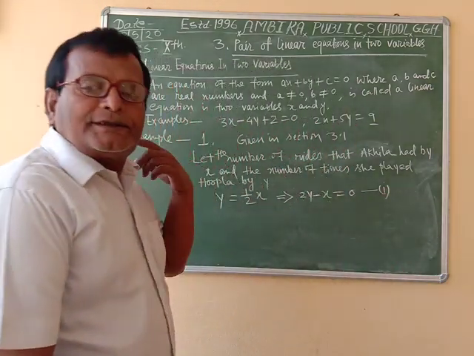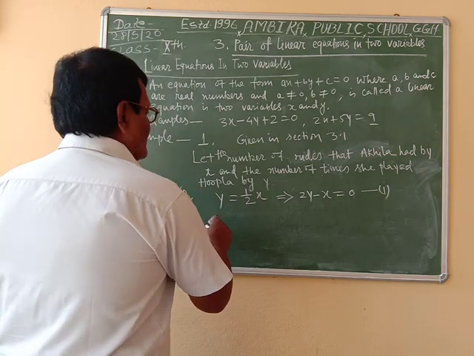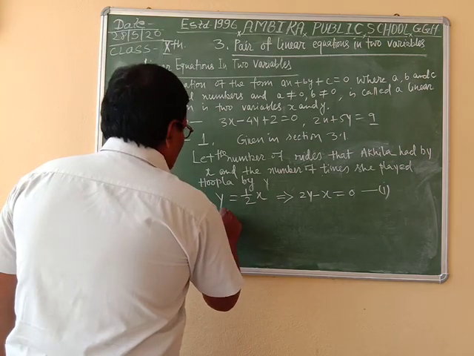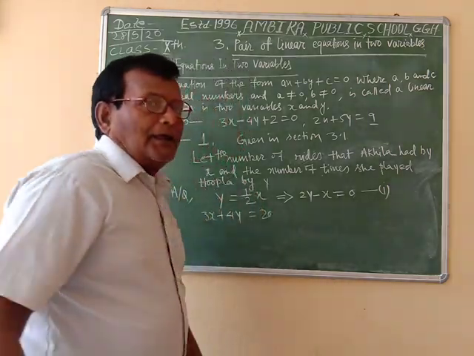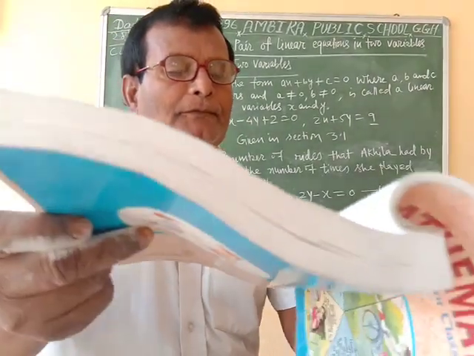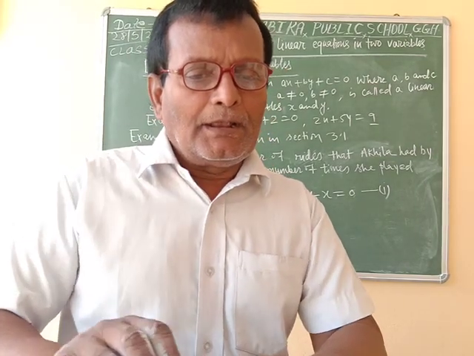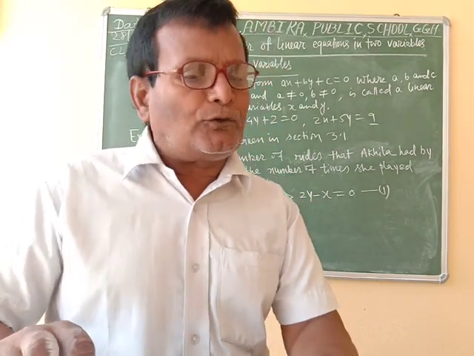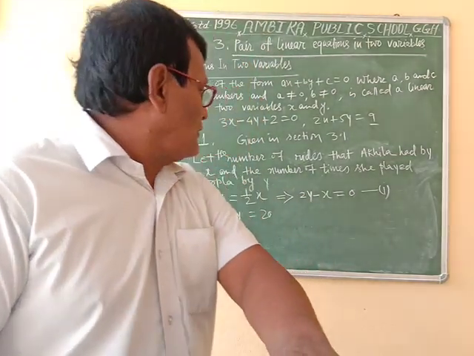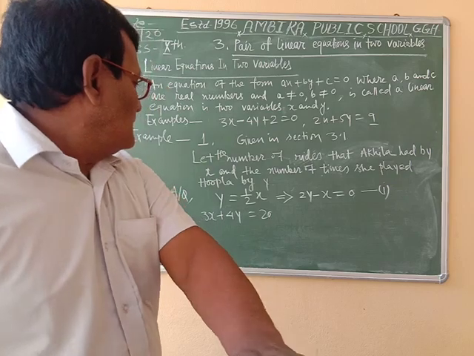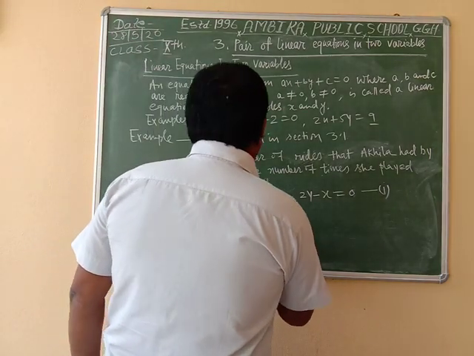And the second equation is 3x plus 4y is equal to 20, because of the given condition, if each ride costs rupees 3 and the game of hoopla costs rupees 4. So according to the question, 3x plus 4y, and the total cost is equal to 20.